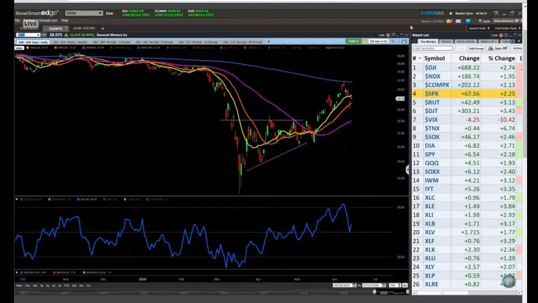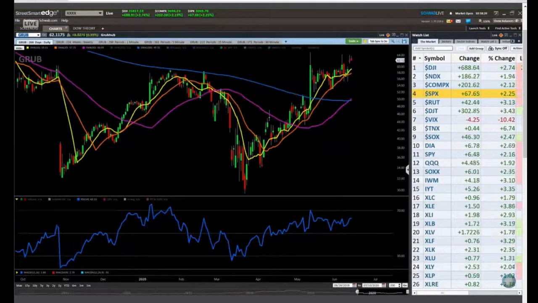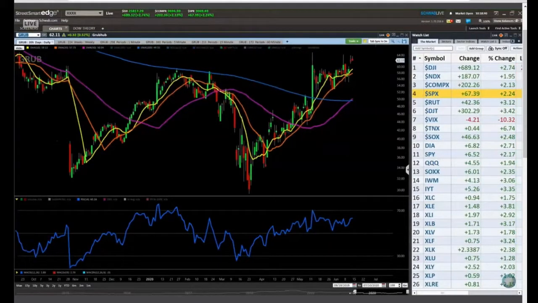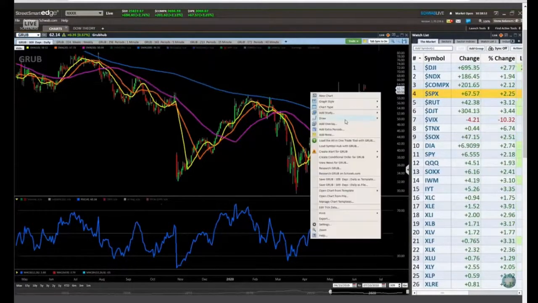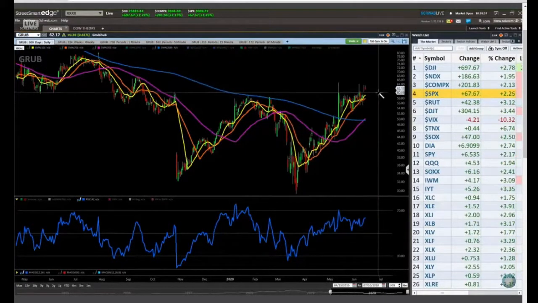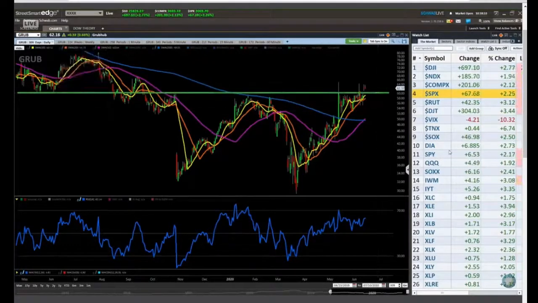Grubhub, GRUB. This one has done real well. They were upgraded to neutral from underperform at Davidson. Wow, look at the 20-day. So follow the 20-day if you're long. You also have horizontal support there around the 60 you were showing. I agree. It's pretty interesting. They're doing pretty well.